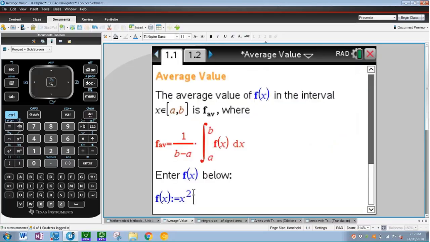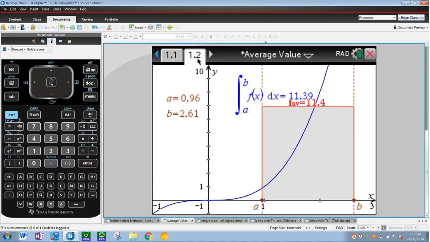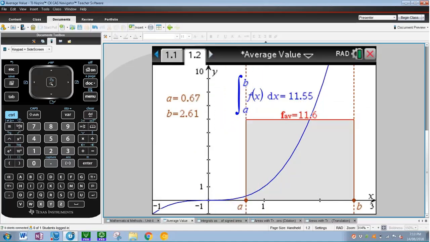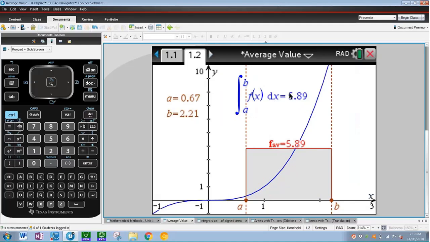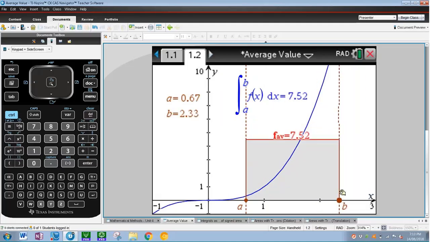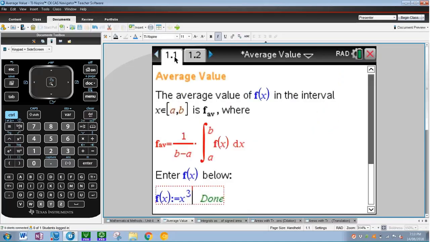Okay, so what I'm going to do is show you quickly how you can change this. For example, let's say you want to put the cubic graph there. You just have to change that to x cubed, and then you go back to 1.2, and suddenly you've got the cubic graph there. And as you can see, the area here and the area denoted by the integral are in sync with each other. It's all very dynamic, so you can change this to whatever example you like.